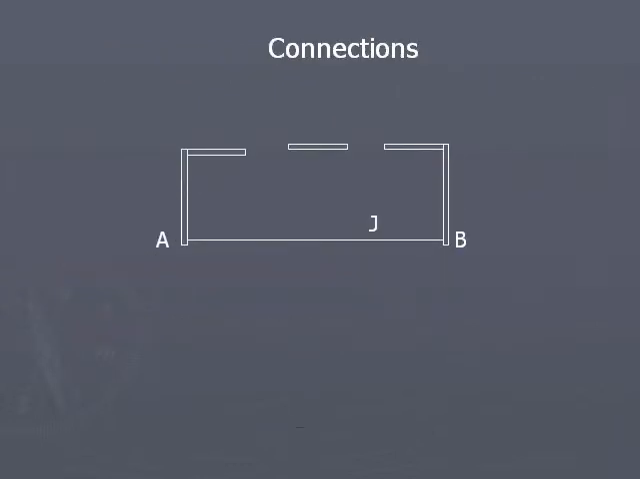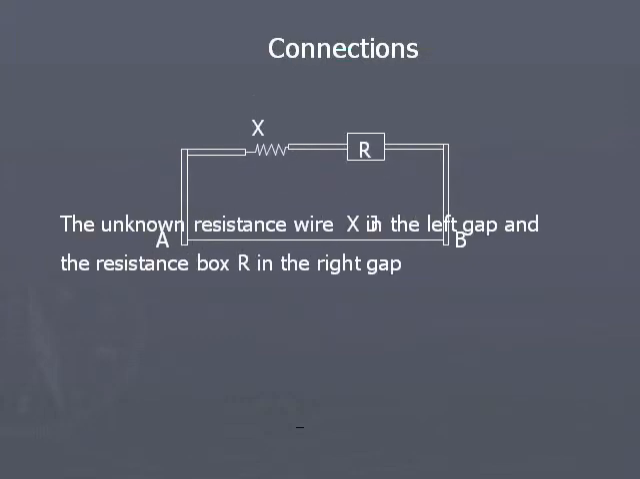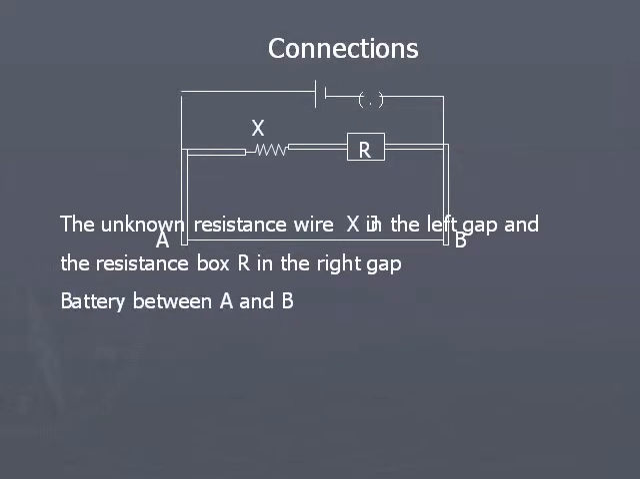Circuit connections. An unknown resistance X is connected in the left gap. The resistance box is connected in the right gap. In the right gap, we connect a resistance box R.